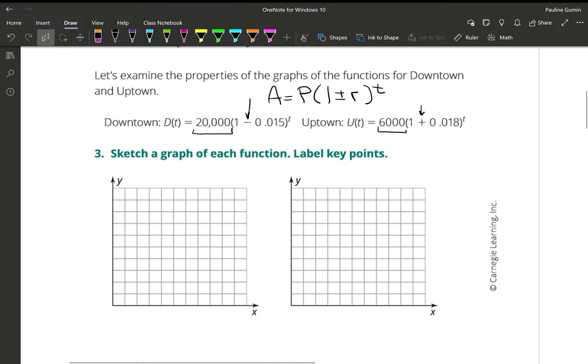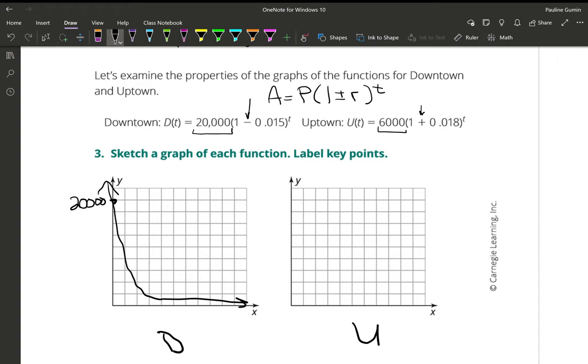Here's a little sketch of the downtown and uptown graphs. The downtown graph has a y-intercept at 20,000 and then it decreases. Uptown, however, has a y-intercept at 6,000 and it increases.